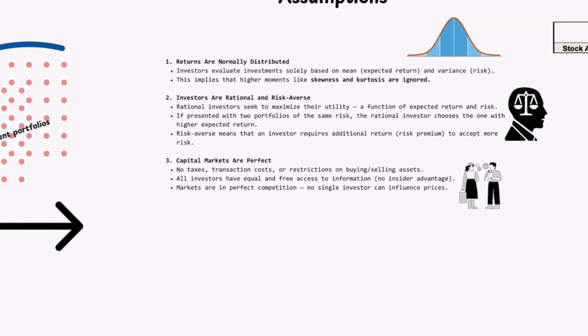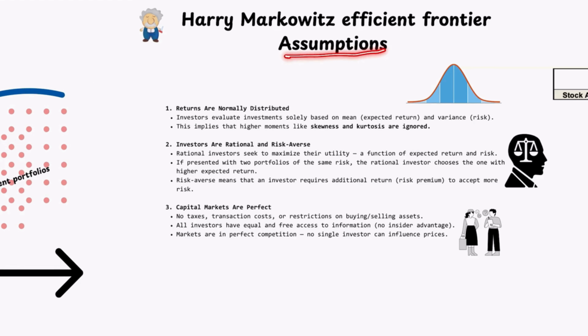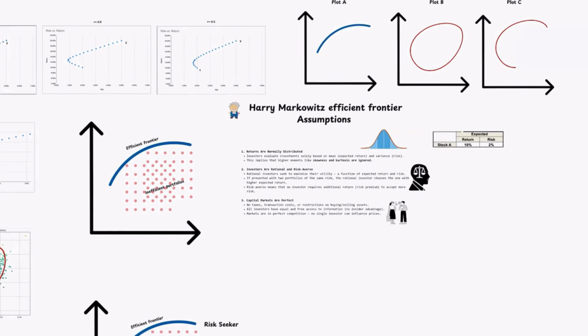Now, of course, this comes with some assumptions. All stocks are normally distributed, investors are rational, and markets are perfect. We can only discuss and debunk these assumptions, or understand them in more detail, in our live sessions.